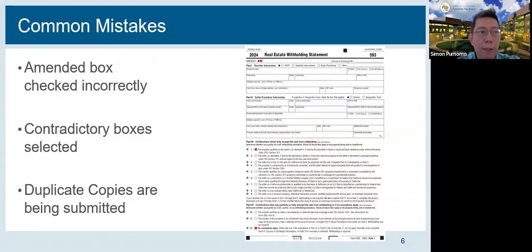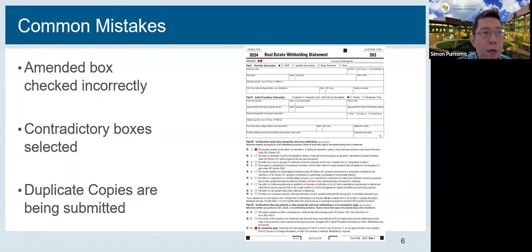Another common error that we have seen is the amended box being checked incorrectly. If you see right below the text here, this is the amended box, and it should only be checked if the remitter is making a correction to the initial Form 593 that has been submitted to Franchise Tax Board.